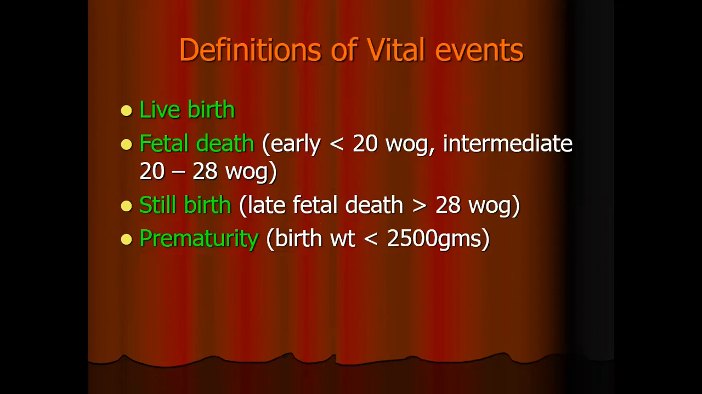So these are the vital events. Live birth is a birth which is the result of a live baby. Then fetal death is either early fetal death, that is less than 20 weeks of gestation, or intermediate fetal death, that is 20 to 28 weeks of gestation. Stillbirth includes late fetal death, that is more than 28 weeks of gestation. Prematurity is when birth weight is less than 2.5 kg.